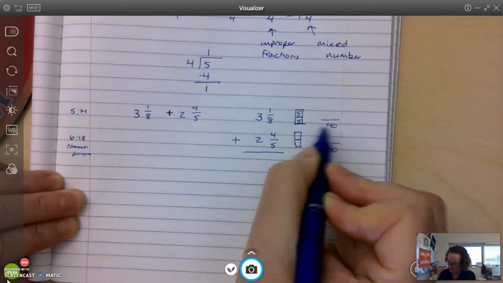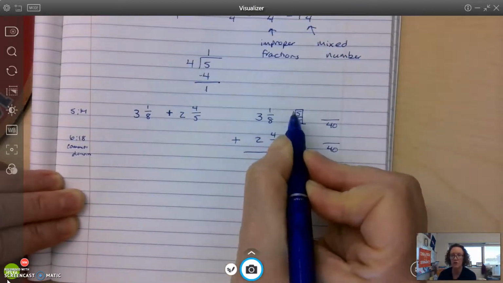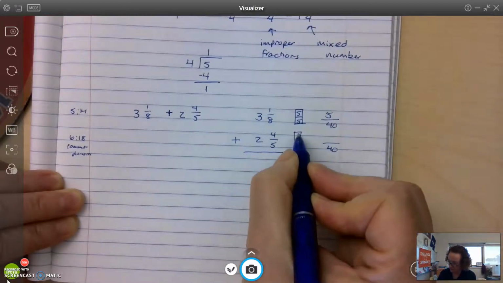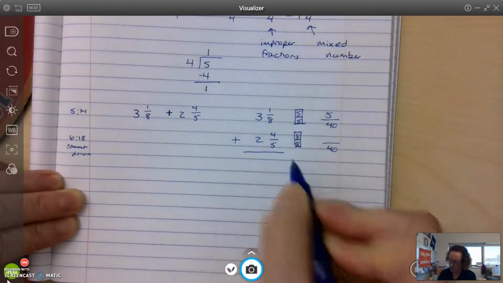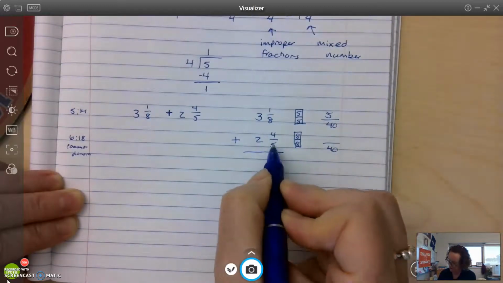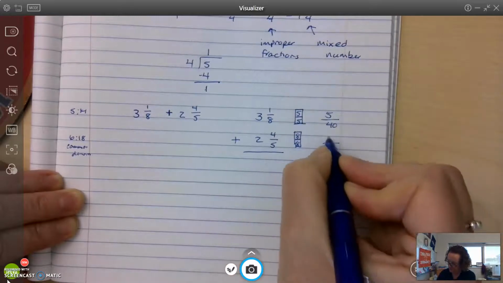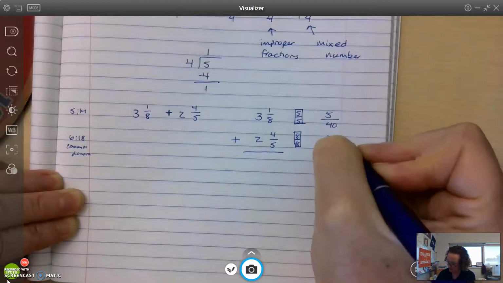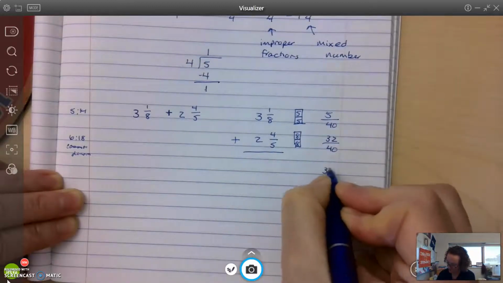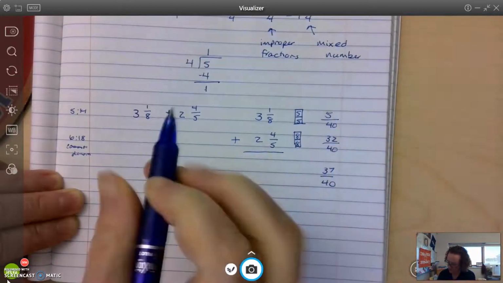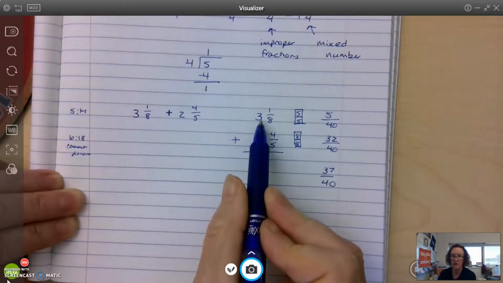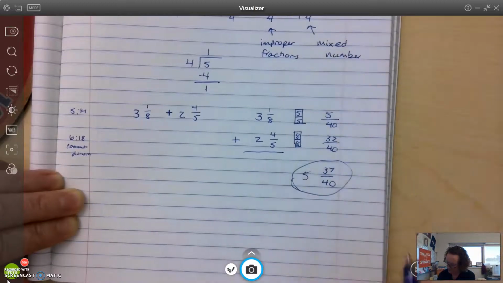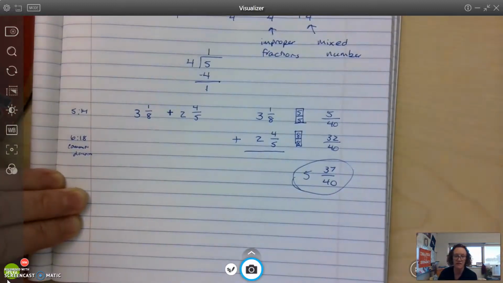Because 8 times 5 is 40, so I also have to multiply the numerator times 5. And down here, my big number 1 is going to be 8 over 8, because 8 over 8 equals 1. But 5 times 8 is 40, and 4 times 8 is 32. Once I have a common denominator, I can add the 5 plus the 32, get 37 40ths. And I don't want to forget my whole numbers. I still have a 3 and a 2 that I can add together. And my answer is 5 and 37 40ths.